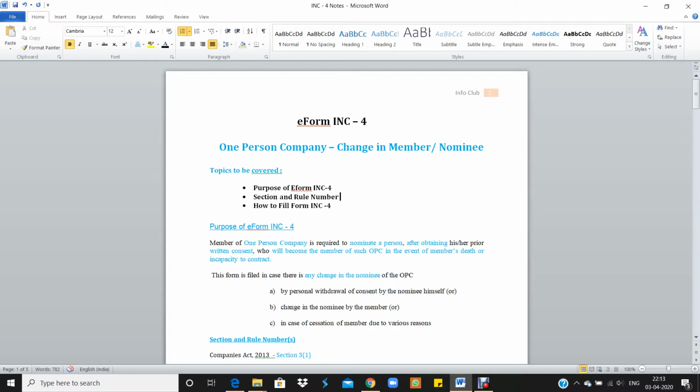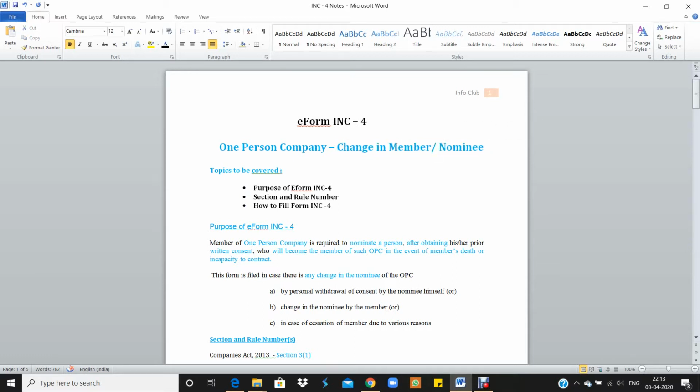Today we are going to discuss eForm INC 4. eForm INC 4 is a form which has to be filed by a one person company when there is any change in member or nominee in the company.